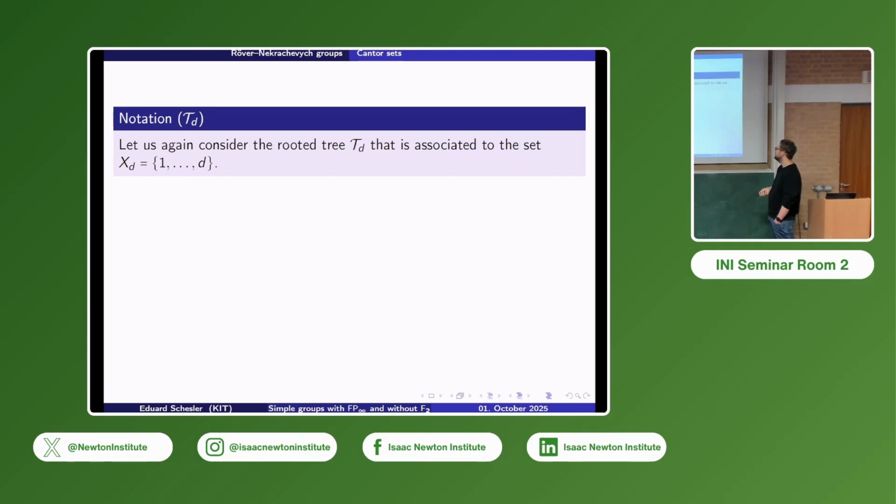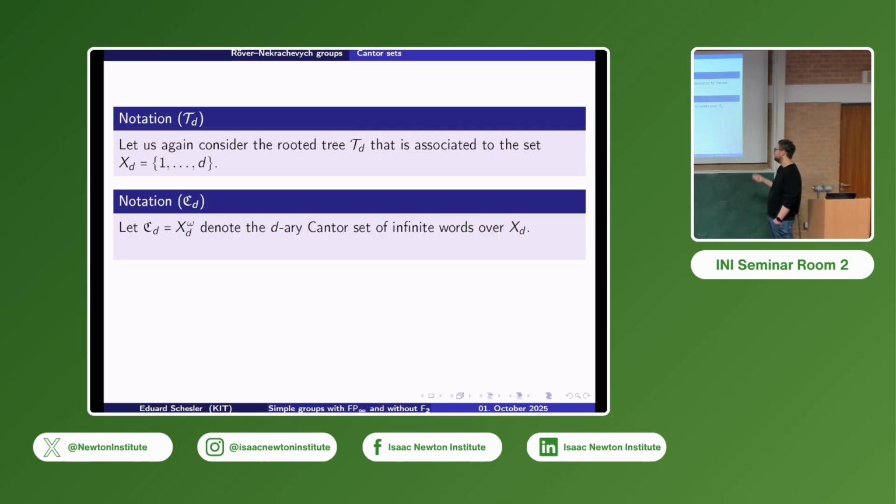Okay, so where do our groups come from? We have now the self-similar ingredient. The remaining ingredient is the Thompson ingredient. And for this, let's switch back to the tree that we worked with at the beginning. The alphabet is 1 to D. The Cantor set we will now denote by C_D. Again, it's a set of infinite words, and it's identified with the boundary of the tree.